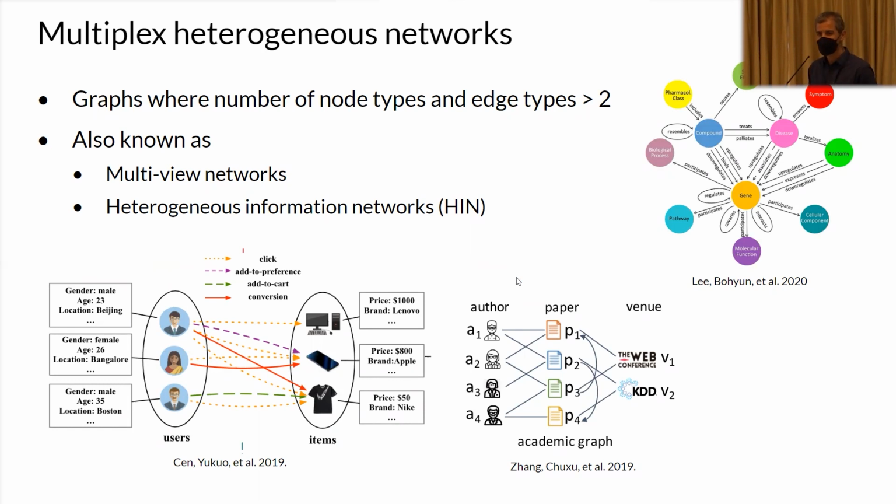And there are different application domains. This could be a recommendation system where you do link prediction between customers and items, or drugs and genes, and different things. So there are different names. Multiplex heterogeneous network is one name. Multi-view networks and heterogeneous information networks are some of the names that you can see in the literature. But essentially, if the total number of node types and edge types is greater than 2, then we're in this territory.